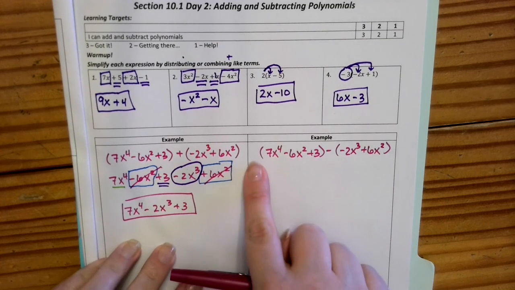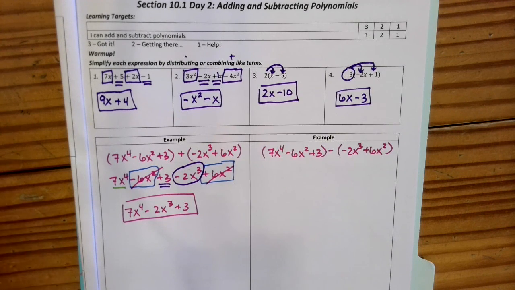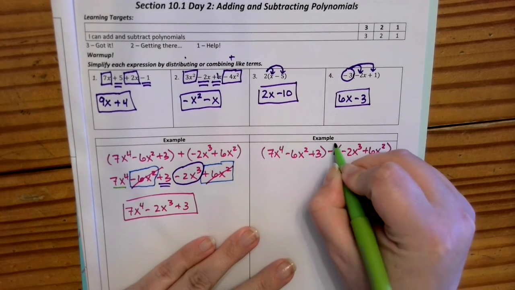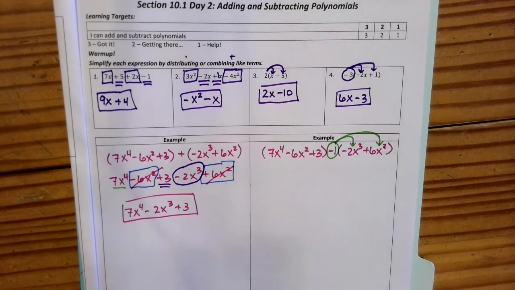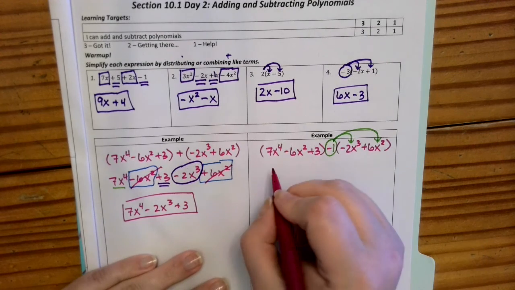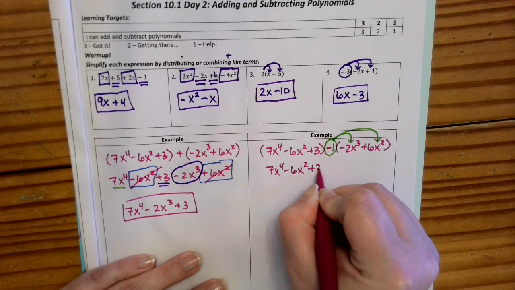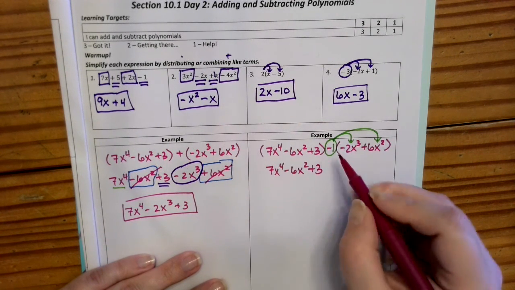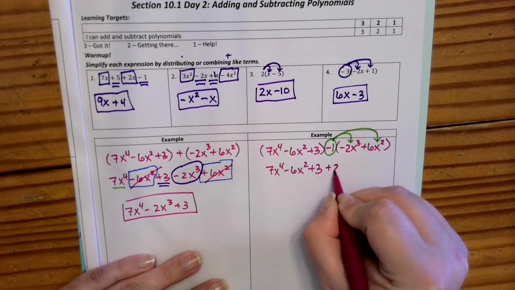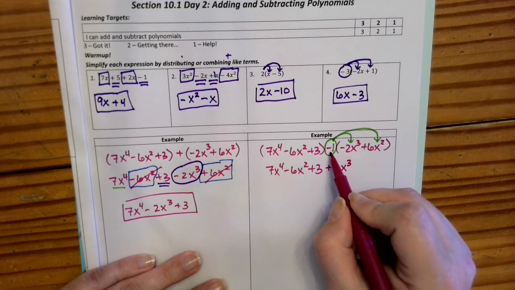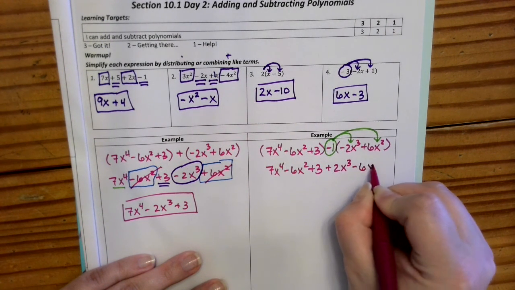Well, now when we look, there's still nothing to distribute with this parenthesis, but on this one, there's that negative 1. So we're going to take the negative 1 and we're going to distribute it inside, which means we now have 7x to the fourth minus 6x squared plus 3, right? This one didn't change. We're not distributing anything there. But now we have a negative 1 times a negative 2x cubed, which is a positive 2x cubed, and then a negative 1 times 6x squared, which is now a negative 6x squared.